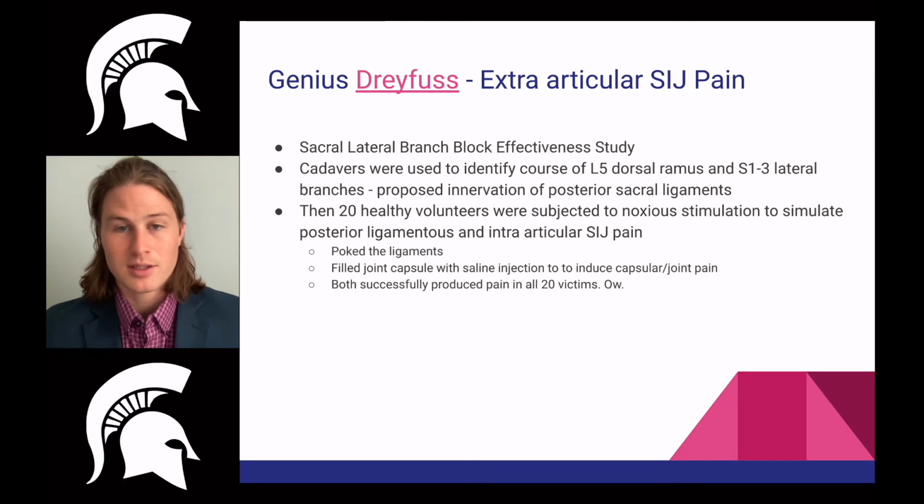the SI joint, using filling of the joint capsule with saline. And he found that he was able to produce pain in all 20 victims. These victims sound a little bit desperate, and they could have been starving, hungry residents.